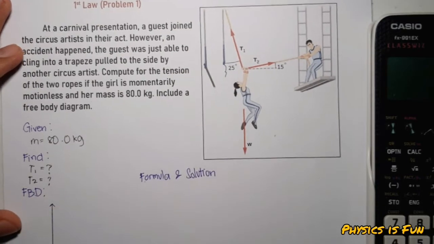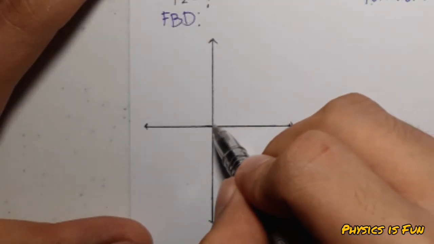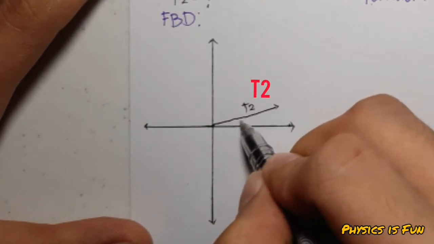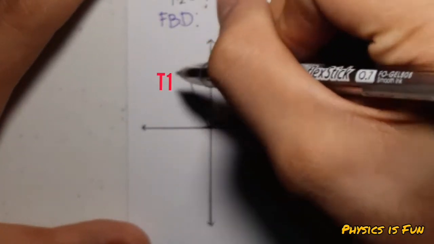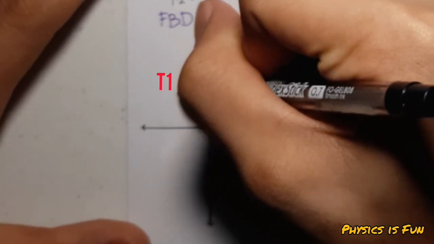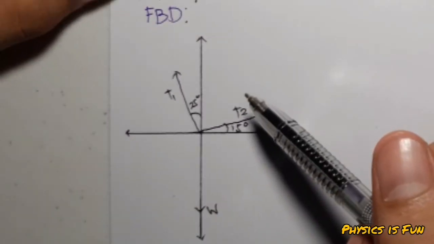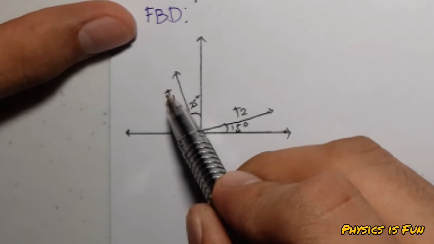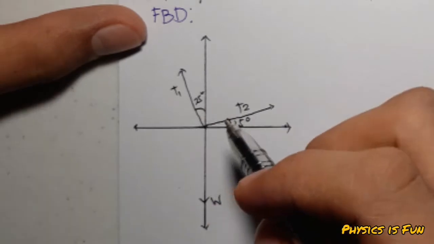Let's now proceed to the free body diagram or the FBD. Here is tension 2 with an angle of 15 degrees. And here is tension 1 with an angle of 25 degrees. And of course, our weight. You might ask me, why did I put 25 degrees in here instead of putting it here? According to vertical angle rules, vertical angles are congruent. So we can put 25 degrees in here. It's also correct.